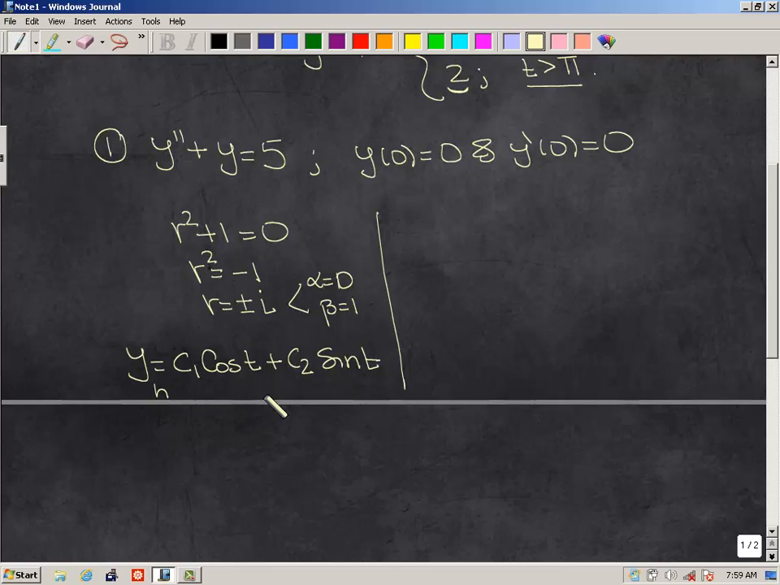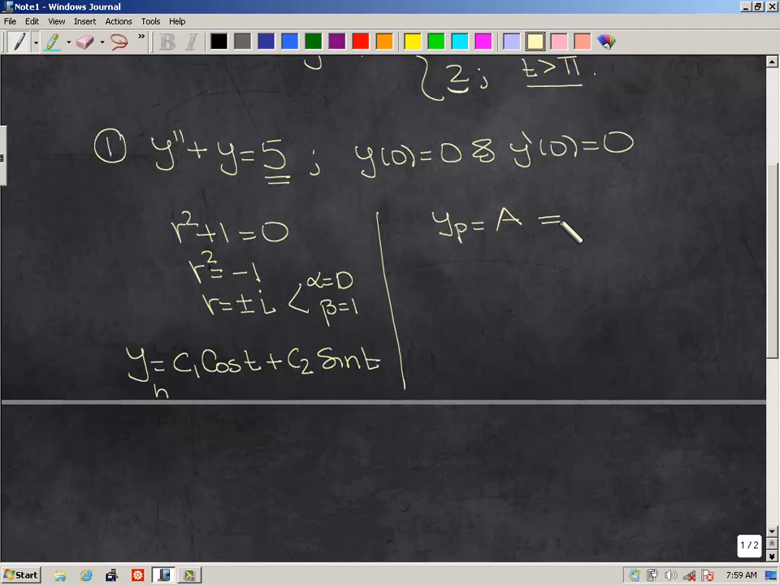Now to find the non-homogeneous solution, we had two methods: undetermined coefficients and variation of parameters. And since this forcing function is really simple, I purposely picked that. Let's go ahead and use undetermined coefficients. So my guess would be what? Since I just have 5, my guess would be just some constant.